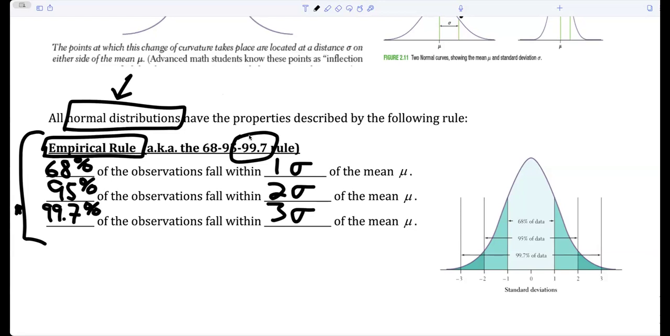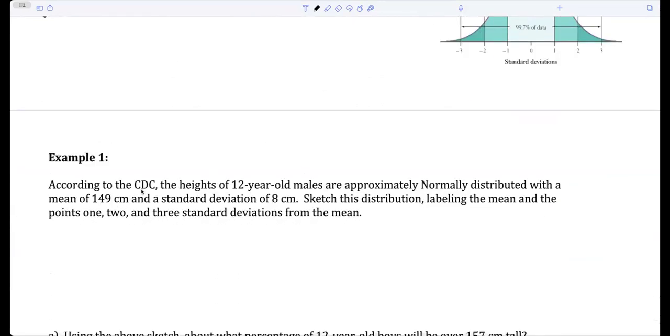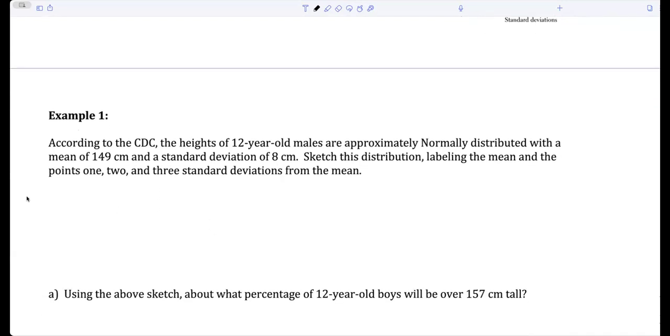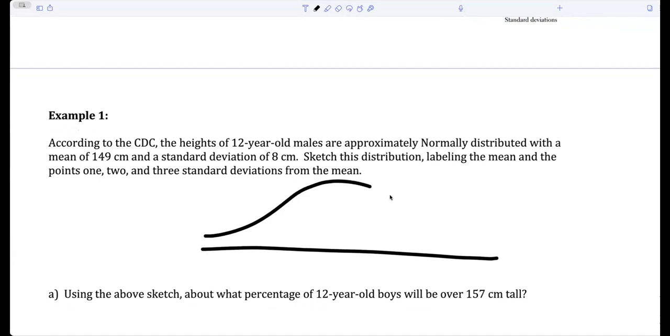Well, let's look at an example here. It says, according to the CDC, the heights of 12-year-old males are approximately normally distributed with a mean of 149 centimeters and a standard deviation of 8 centimeters. Sketch this distribution, labeling the mean and the points 1, 2, and 3 standard deviations from the mean. So let's go ahead and do that. We're going to draw a sketch of a normal distribution. And we have the mean here at the center. And it says the mean is 149 centimeters.